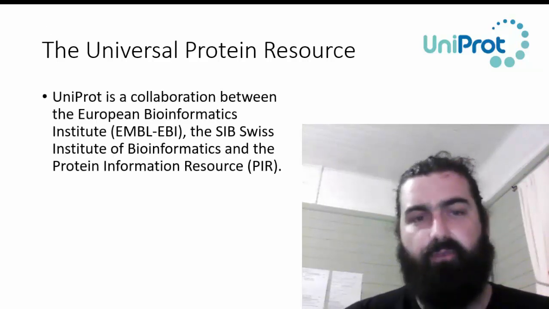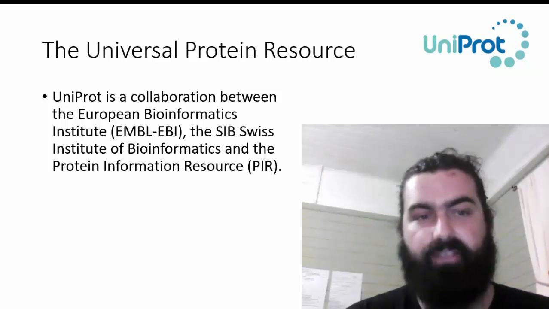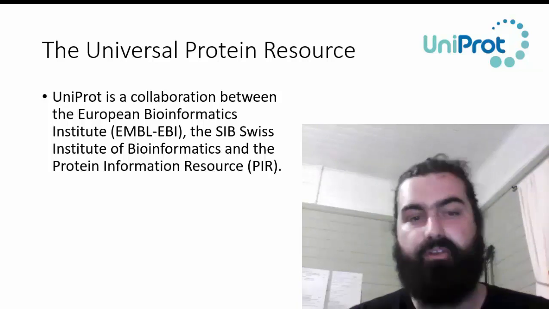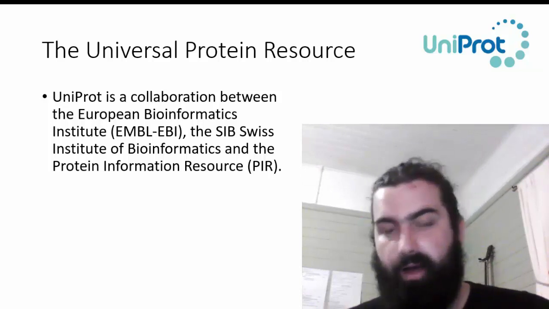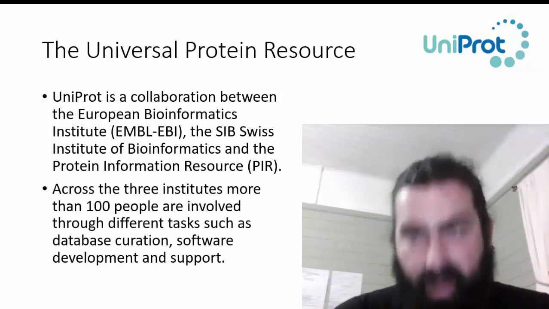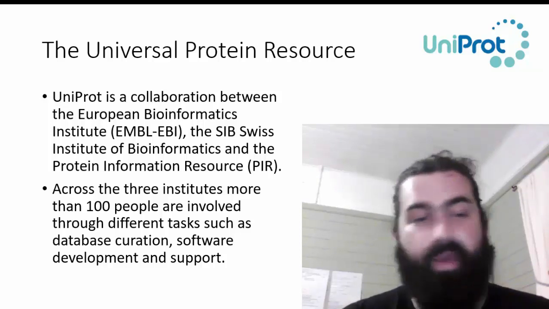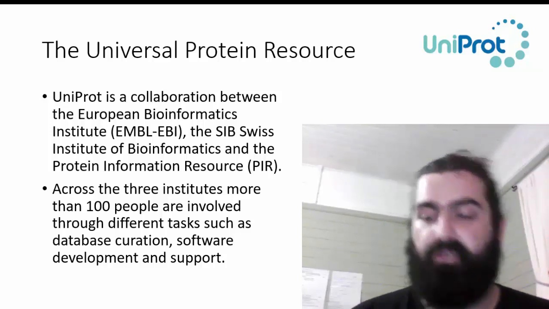First of all, the project itself is set up as a collaboration. So we had the European Bioinformatics Institute, the SIB Swiss Institute of Bioinformatics, and the Protein Information Resource all come together to build UniProt. And more than 100 people work at any one time on UniProt, doing things like curating the database, software development, support, building the website, all that sort of stuff.